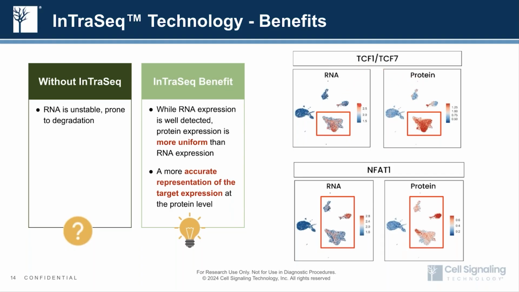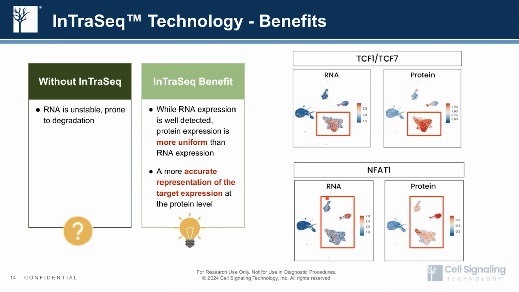And you can see that red means high expression, blue means low expression, and of course these are normalized values. You can see that the RNA is observed predominantly in this cluster. However, when you look at the TCF1 protein, you have a more robust staining condition, and you can accurately label TCF1 in that sample. Same thing here with NF81.